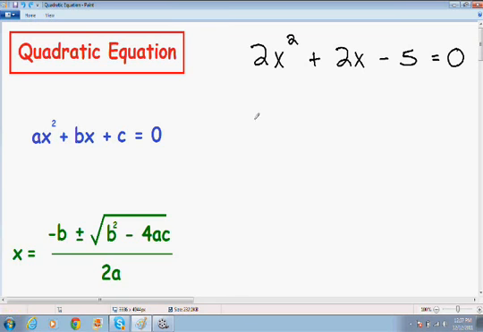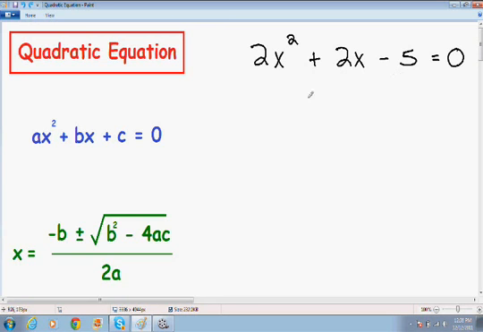And in order to use the quadratic formula, the equation has to be in standard form. What I mean by that is that it has to be equal to 0. All the x terms and numbers have to be on the left, and everything has to be equal to 0. And the formula has 3 letters: A, B, and C. The A is always the number in front of the x squared term. The B is always the number in front of the x term, or the middle number. And the C is always the number that is not attached to an x term.